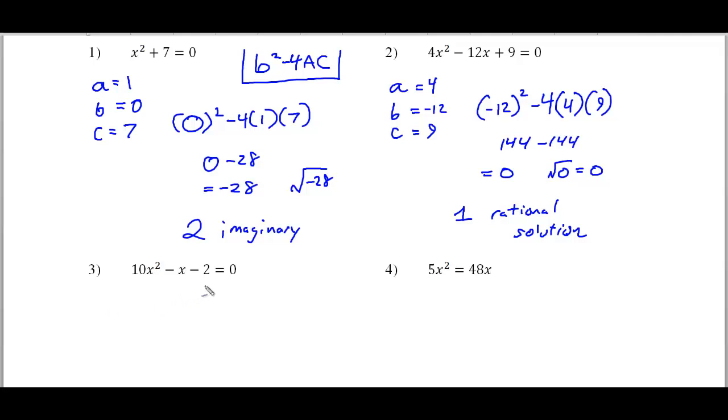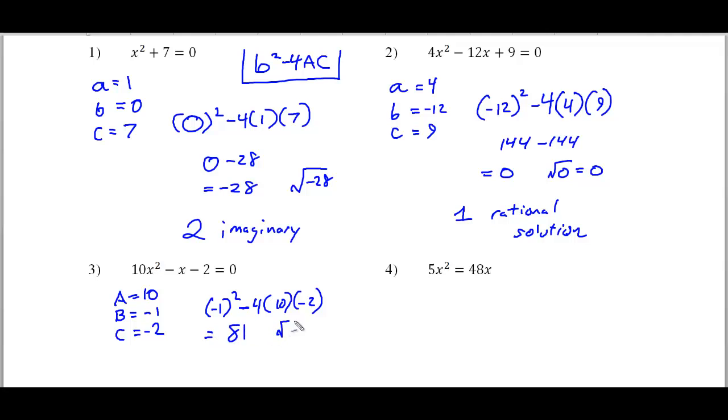Okay, for problem number 3, our a is going to be equal to 10, our b is going to be equal to negative 1, and c is going to be equal to negative 2. Again, be very careful when plugging these in. Negative 1 squared minus 4 times 10 times negative 2. Again, this should be negative 1 in parentheses squared minus, not negative 4, times 10 times negative 2. If you do that correctly, you get an answer of 81.